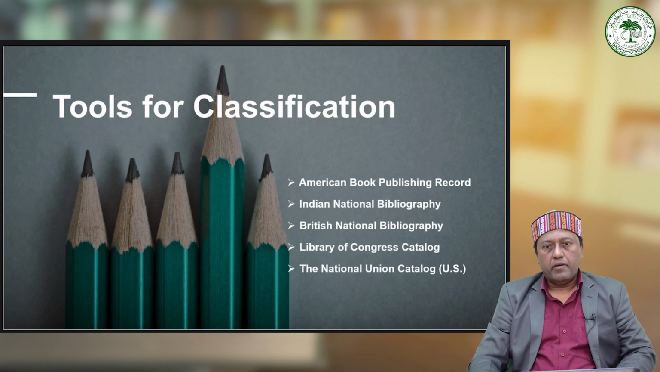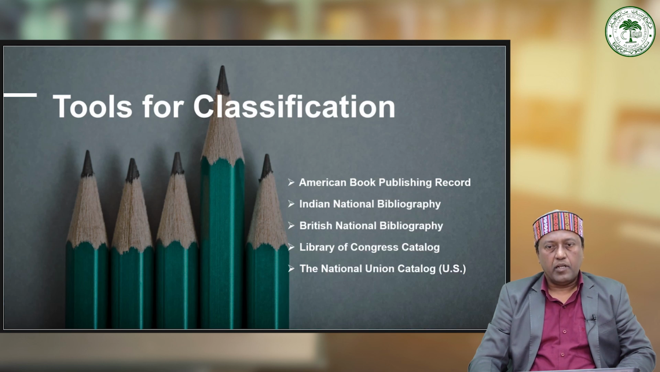Some of the tools are the American Book Publishing Record, a publication that records information about newly published books in the United States. It helps classifiers stay updated on recent publications and their classification. Then the Indian National Bibliography, abbreviated as INB, which can serve as a reference for classifiers to ensure uniform class numbers for Indian publications. Similarly, we have the British National Bibliography. This is similar to INB but focuses on the publications of the UK.